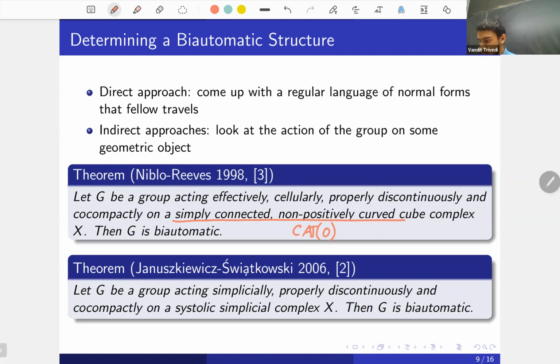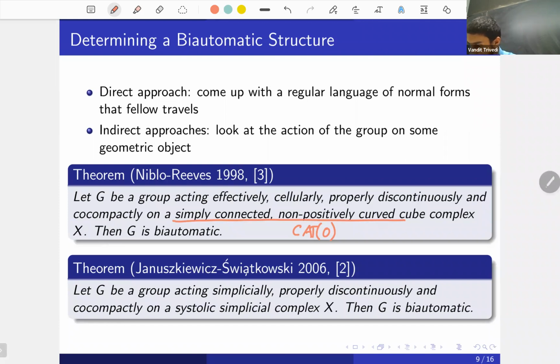And another one is by Januszkiewicz and Swiatkowski from 2006. If a group G acts simplicially, properly discontinuously, and co-compactly on a systolic simplicial complex X, then G is biautomatic. And this theorem also gives us a way to find a biautomatic structure on G.